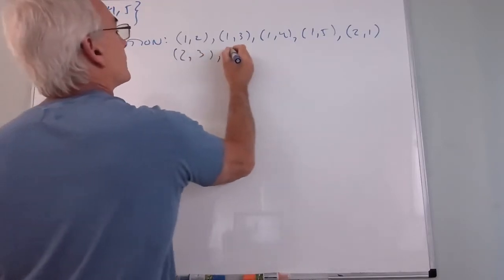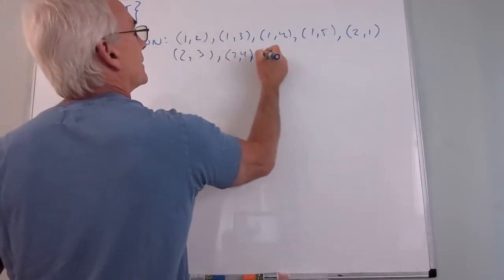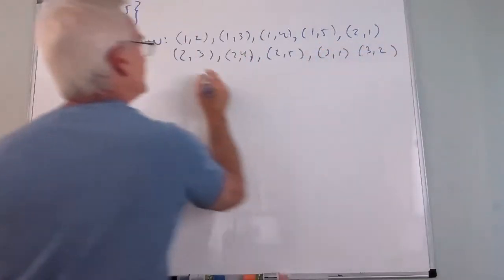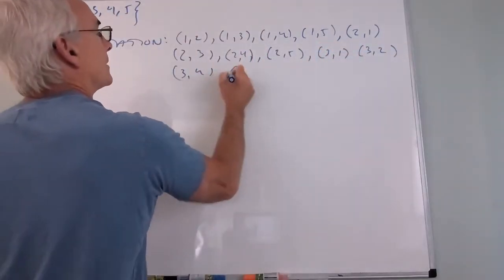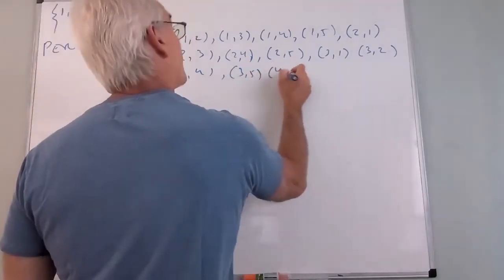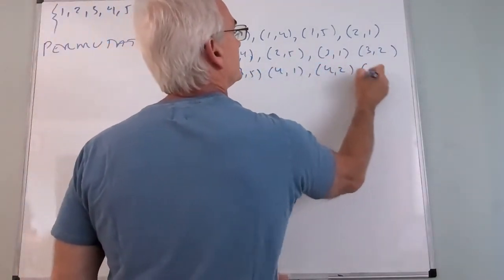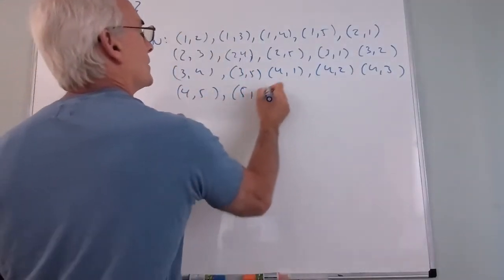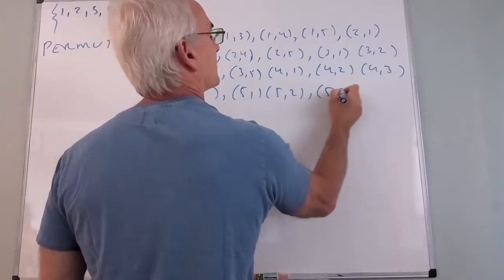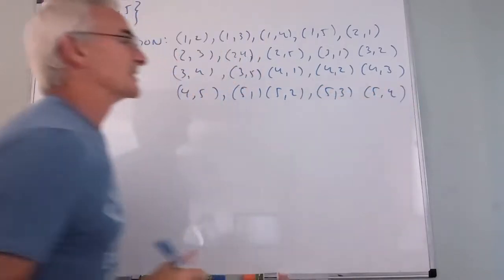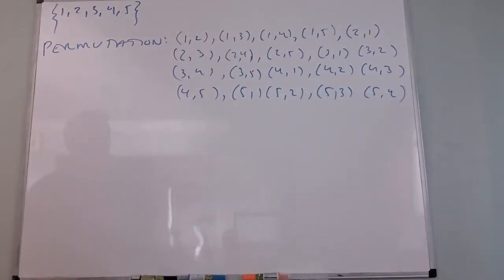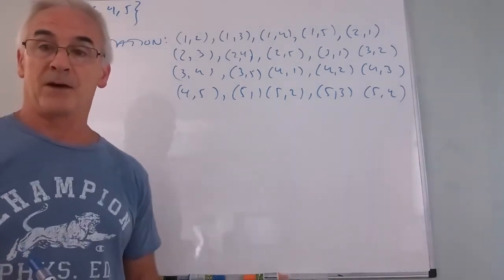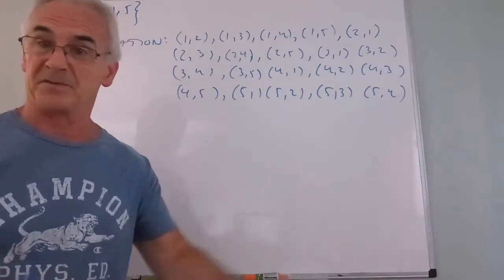2, 3, 2, 4, 2, 5, 3, 1, 3, 2, 3, 4, 3, 5, 4, 1, 4, 2, 4, 3, 4, 5, 5, 1, 5, 2, 5, 3, 5, 4. There's exactly 20 possible outcomes if I want to do a permutation choosing two of those numbers. Here's what they are, exactly 20. That would be permutation 5 choose 2, which is just 5 times 4.